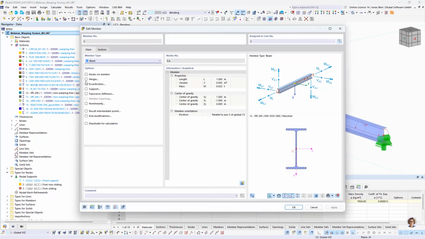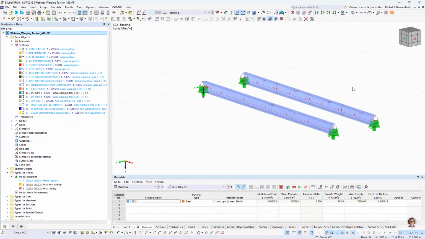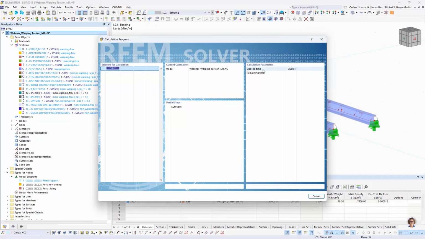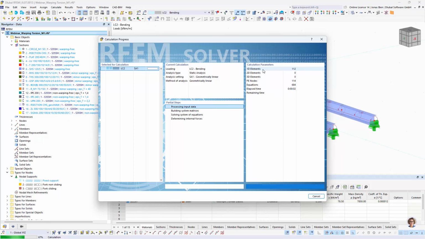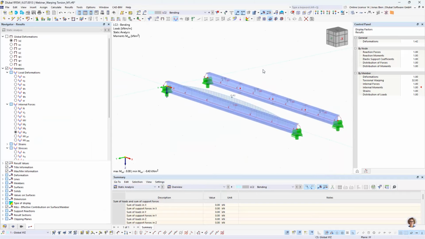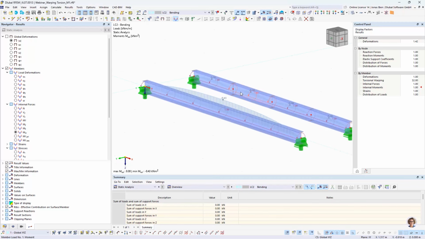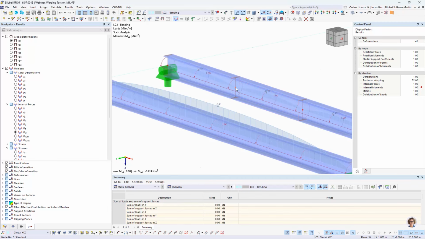However, for warping, this is slightly different, because what we assume for the warping degree of freedom is that at member ends we have a warping hinge by default. So when we compare the results here, we see that in the intersections between those two members at the intermediate nodes, our warping moment approaches 0. So this is basically a warping hinge introduced every time we split a beam.